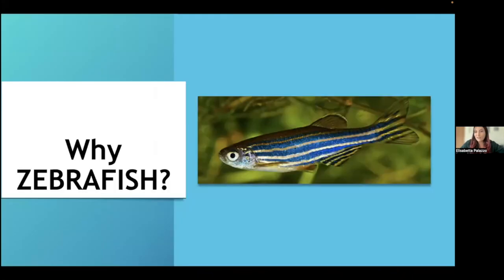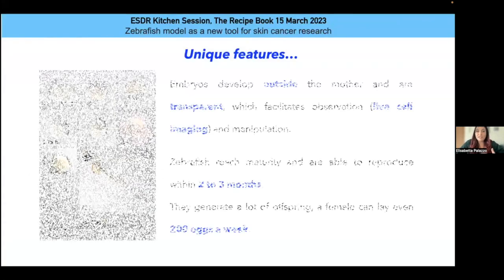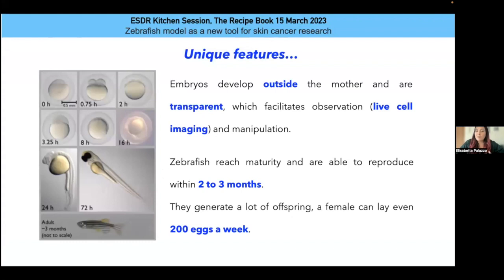So why use zebrafish? Why did our lab, and we are not developmental biologists, become really interested in using this model? As I said, it has unique features. We can see that the embryo can develop outside the mother and they are transparent. This can facilitate their observation using live cell imaging and their manipulation.